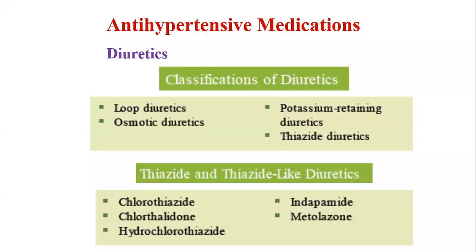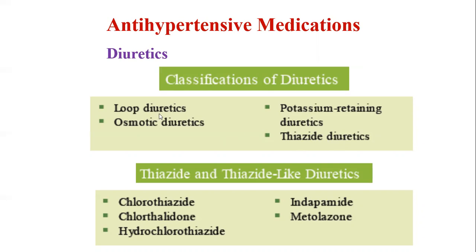So diuretics basically excrete the sodium and fluid and reduce the blood pressure. Different kinds of diuretics are used as antihypertensive medication. What are the classifications of diuretics? They are loop diuretics, osmotic diuretics, potassium sparing, and thiazide diuretics.